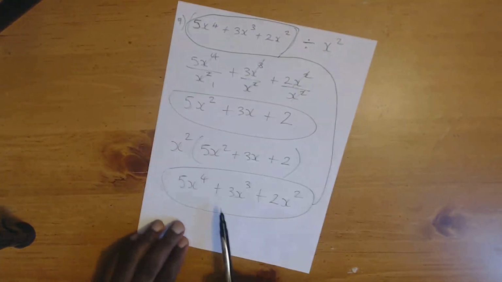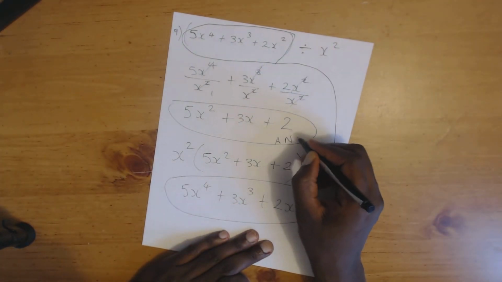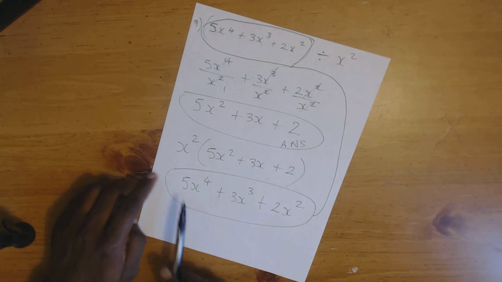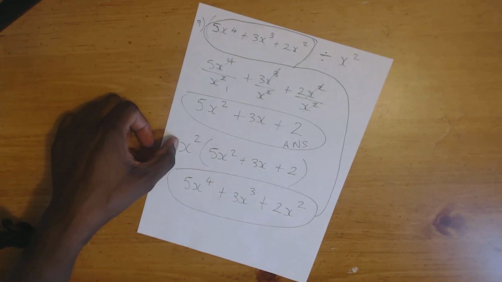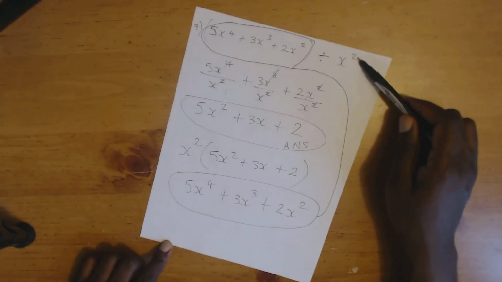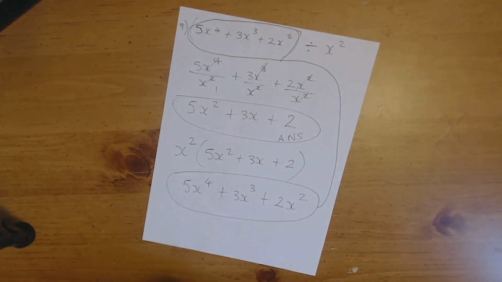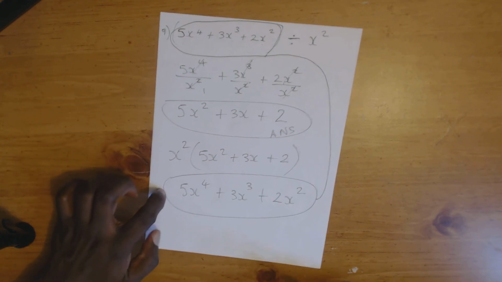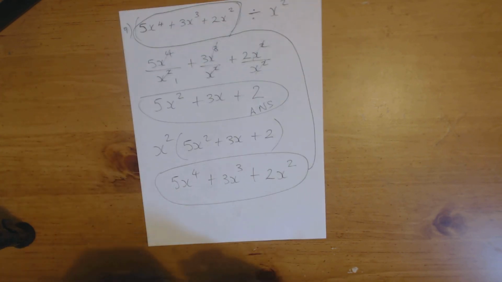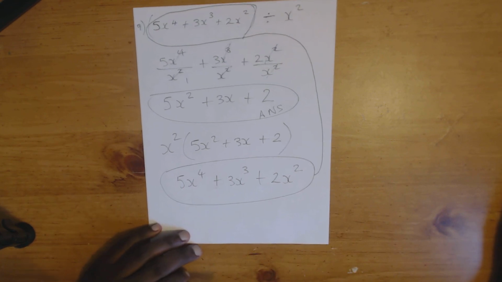Okay, so if we multiply our answer by the divisor, the x squared that we divided by, then we should get back the same expression. So this is just a fact check. Okay, that's if you're not sure or if you have any doubts. Okay, thank you.